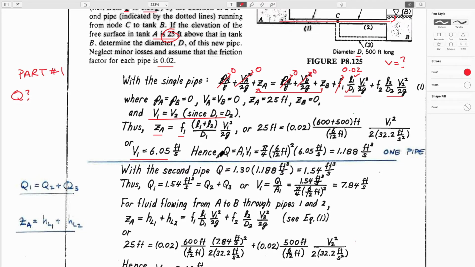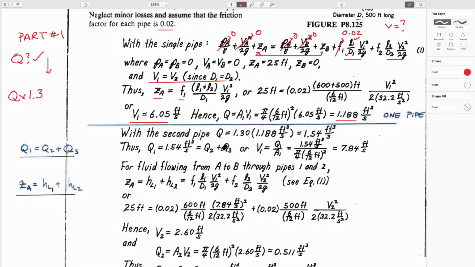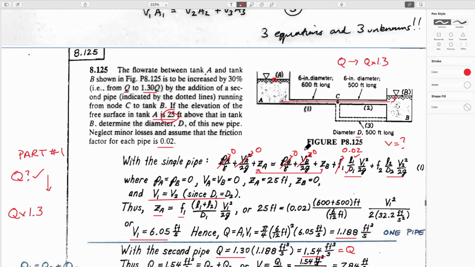And if we multiply that velocity times an area, we get a volumetric flow rate of 1.2 cubic feet per second. So that means we've got this. So now we want to go to the new Q is equal to 1.3 times that. So we can calculate what that would be. It's going to be 1.2 times 1.3, which is 1.54. So this is our new Q that we have going through the system. And so now we have to look at what this circuit will look like.